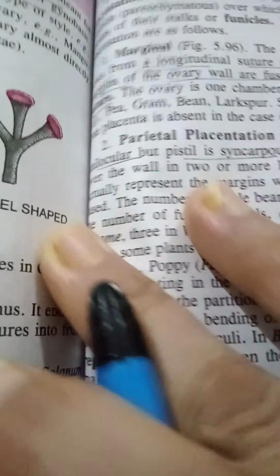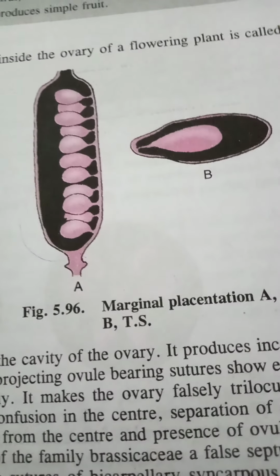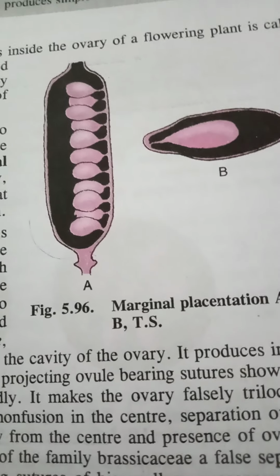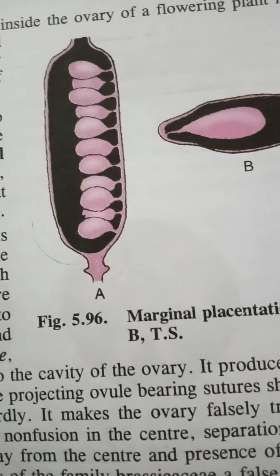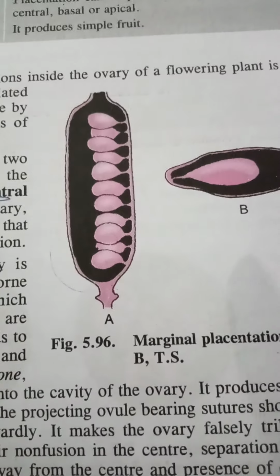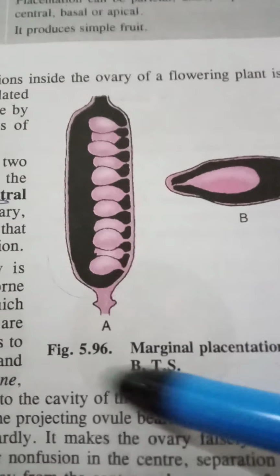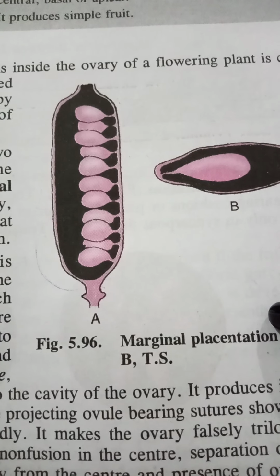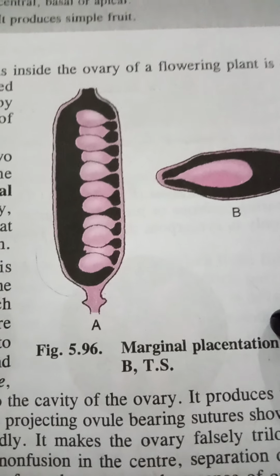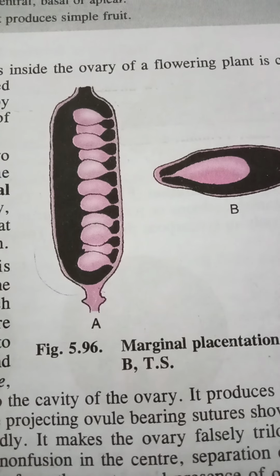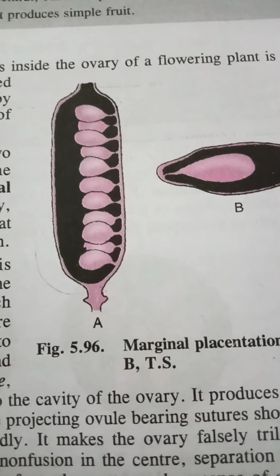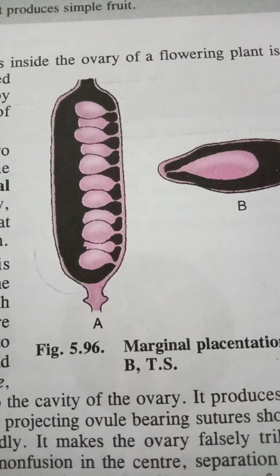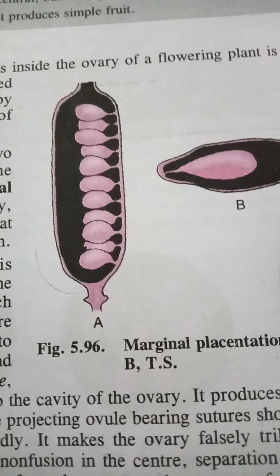Then when we are discussing the ovary, we have to study placentation. That means how the ovules are arranged in the ovary. Based on the position, different types of placentation are observed. The first one is marginal placentation. Here the ovules are developed in two rows. That means they form a longitudinal suture or junction where the margins of the ovary wall are fused. This is also known as the ventral suture.